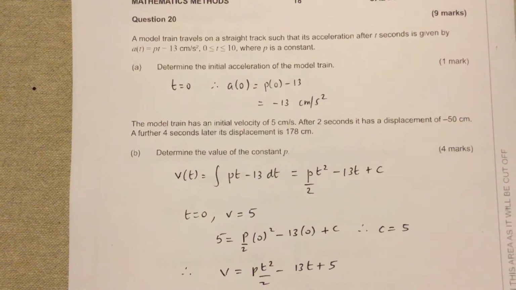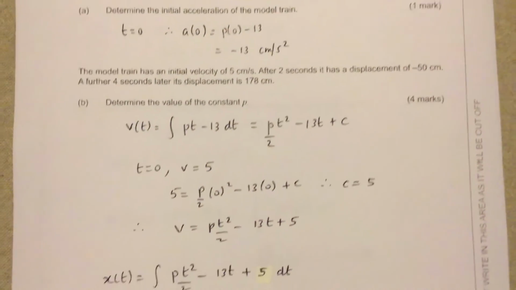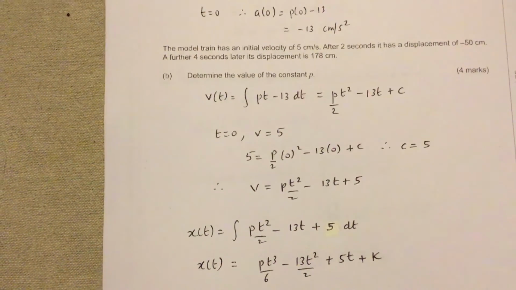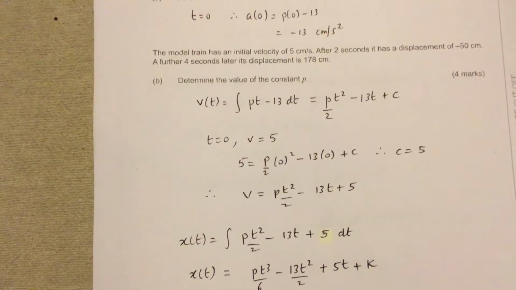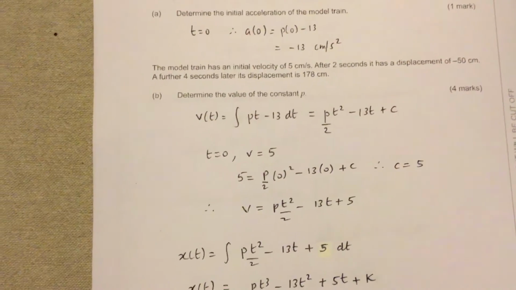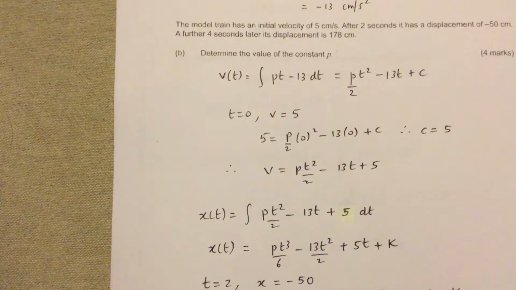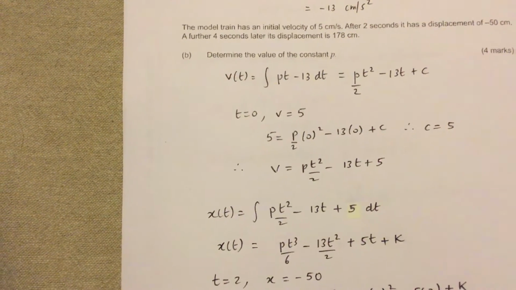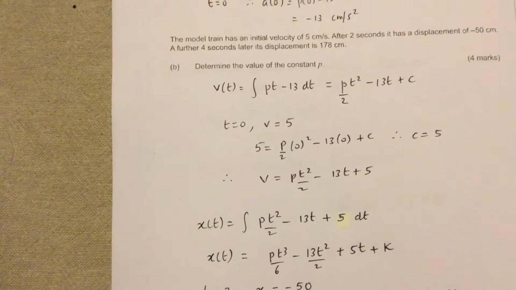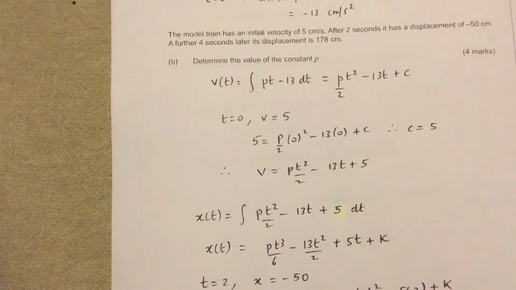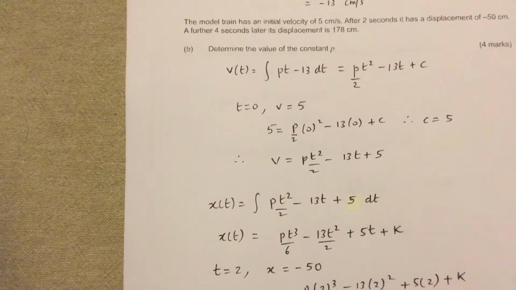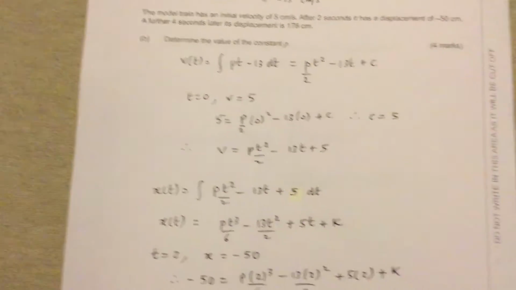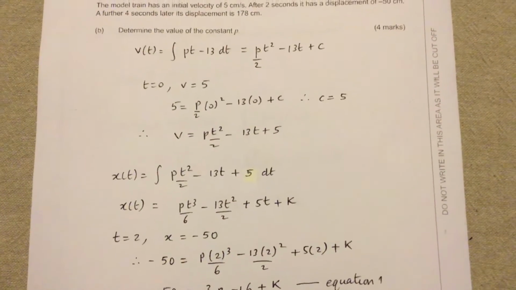Now to find x, we have to anti-differentiate v, which gives us the integral of pt squared on 2 take 13t plus 5, and that works out to be pt cubed on 6 minus 13t squared over 2 plus 5t plus k. Now note we didn't use c again just to avoid confusion, so instead we use any other letter, say some random letter k, where k is a constant.